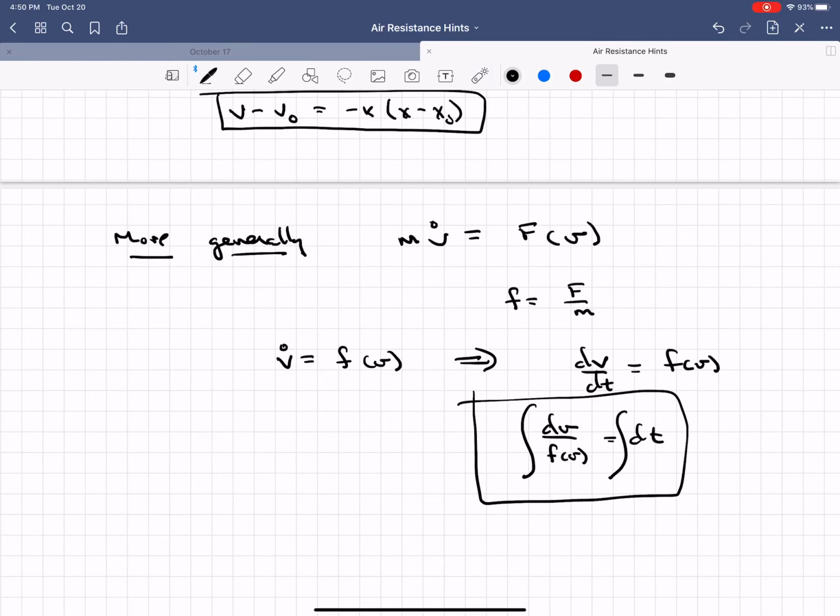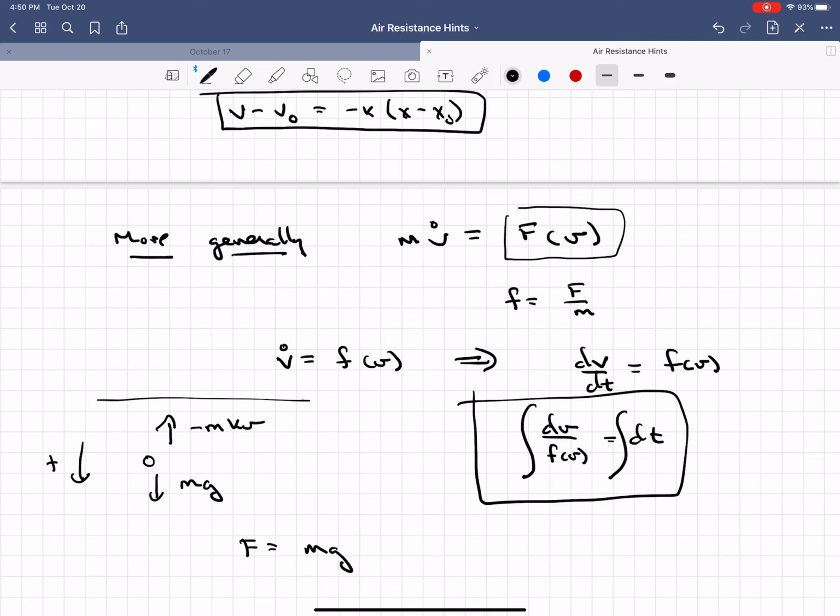So when your force here only depends on the velocity, then it's possible to separate the variables by pulling all of that over to the other side. So for instance, if I had a problem that had air resistance and I was, say, going downwards, so I had a downwards force of mg and an upwards force of, if down is the positive direction, minus mkv, then the force is mg minus mkv. And so mv dot was mg minus mkv.